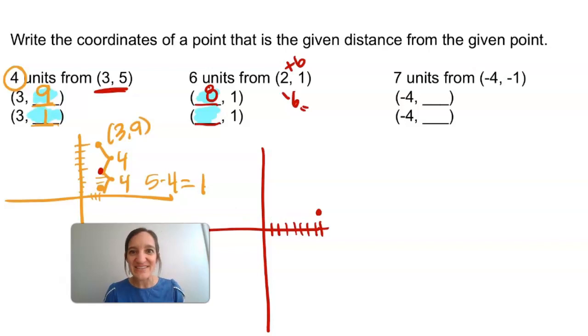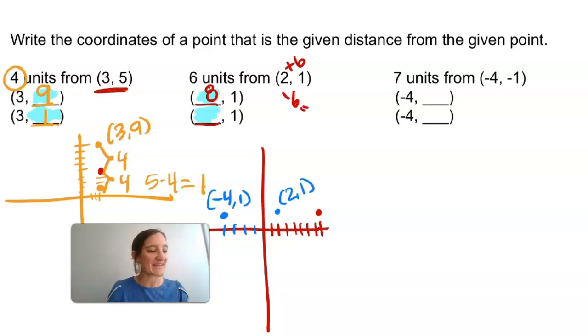1, 2, 3, 4. That will put you at actually -4, and still our elevator's at level 1, right? So I went from (2, 1). I moved to the right 6 and ended up at (8, 1). And then I moved left 6 and I ended up at (-4, 1).